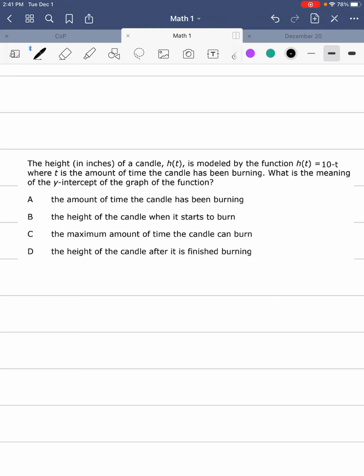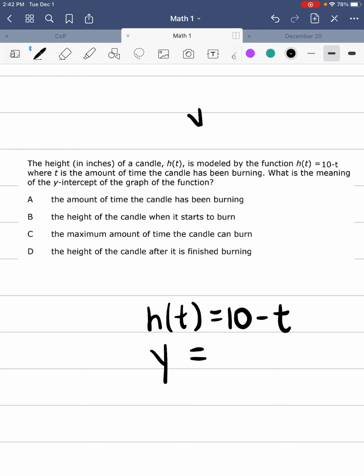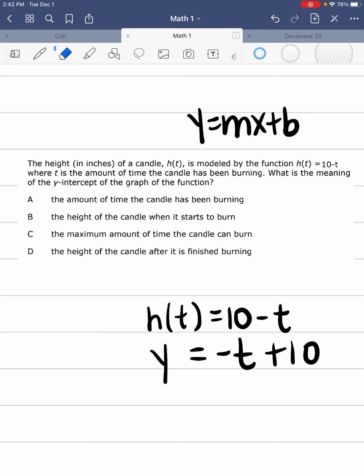All right, so the next question. The height in inches of a candle is modeled by this function. Now, let me remind you that h of t is just simply meaning y. And they have 10 minus t. So if I rewrite this in the format y equals mx plus b, I'm writing it as negative t plus 10. So if I rewrite it in such a way that I have x's and y's, this is negative x plus 10.